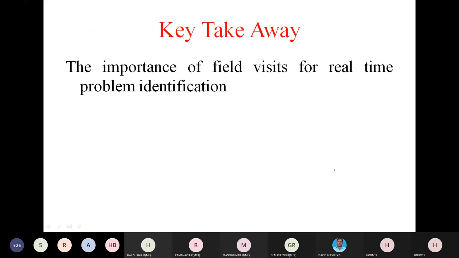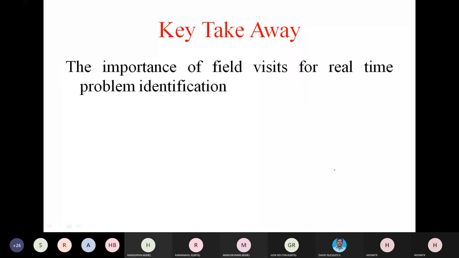And the main key takeaway from this session on exposure and field visit for problem identification is the importance of field visit for real-time problem identification. From the institution, we can say that we are preparing the students to be industry ready. But the students will be industry ready if and only if they are visiting the industry regularly. If they are visiting the industry regularly, at that time, they will be able to identify the small scale problems. In all types of manufacturing industry, there is a scope for hardware automation. So if you visit the industry, you will be able to find out the problems.